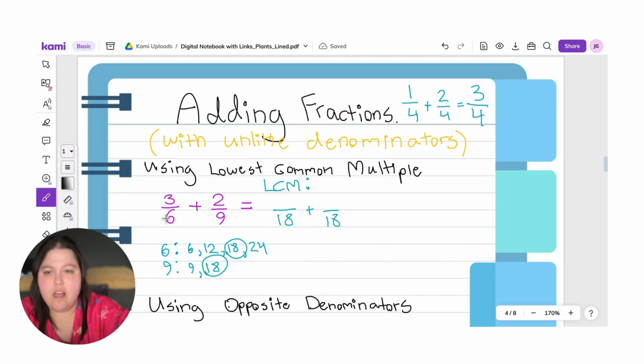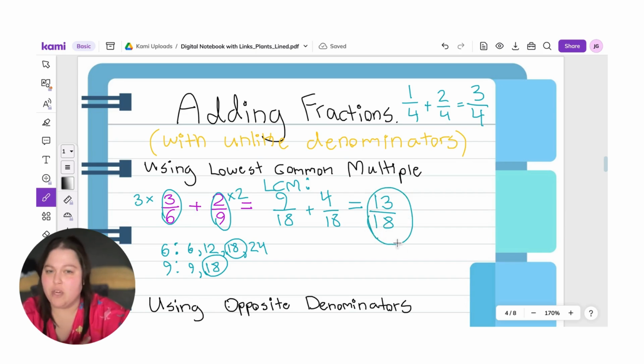Now I'm going to take 3 over 6 and I'm going to multiply by 3. 3 times 3 is 9, and then 3 times 6 is what gives me the 18 that I've already said is my common denominator. For my second fraction, 2 over 9, I'm going to multiply by 2, and that will give me 4 over 18. So my final answer ends up being 13 over 18. Since 13 is a prime number, I have finished solving my equation.